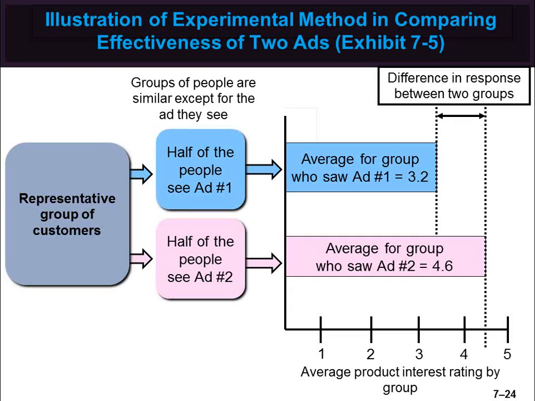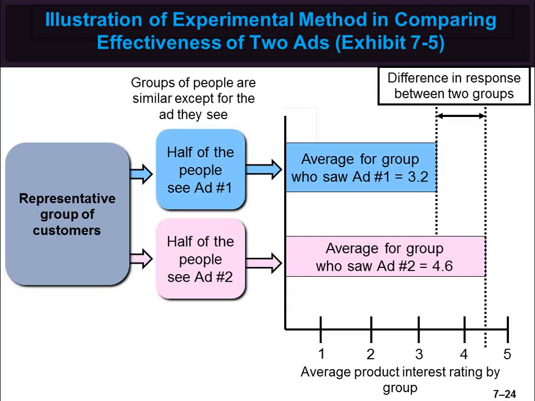And the people who saw ad number 2 had a more favorable impression. This group rated their interest in the product as 4.6 on the 5-point scale. The researchers conclude that the higher rated ad causes people to have greater interest in the product than does the lower rated ad. Test marketing is another way to experiment.